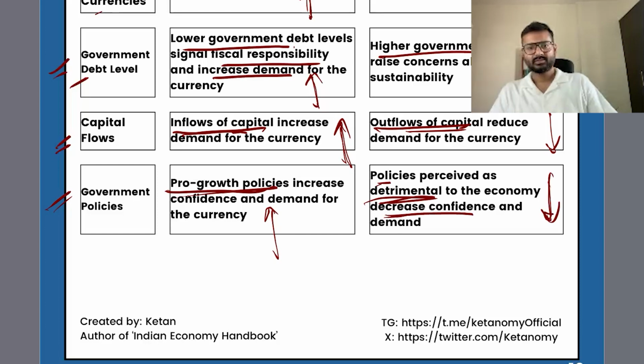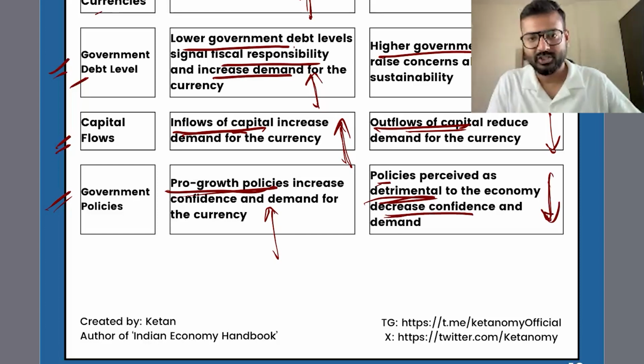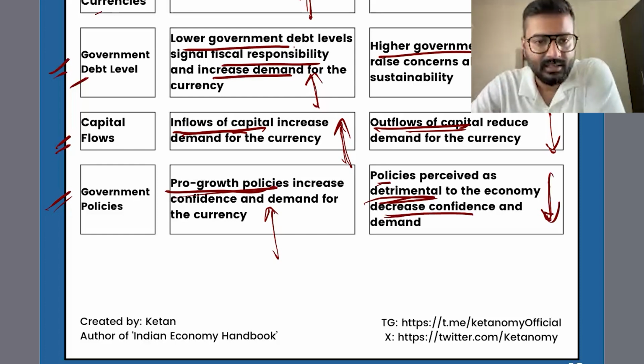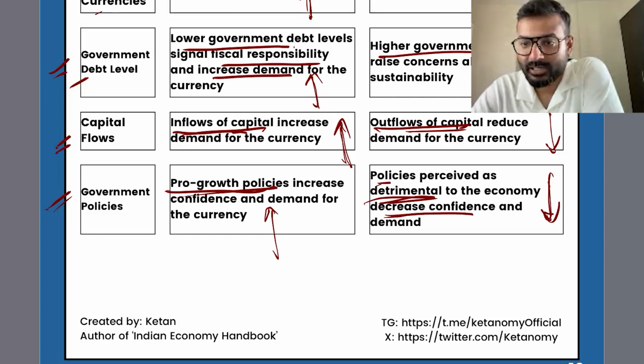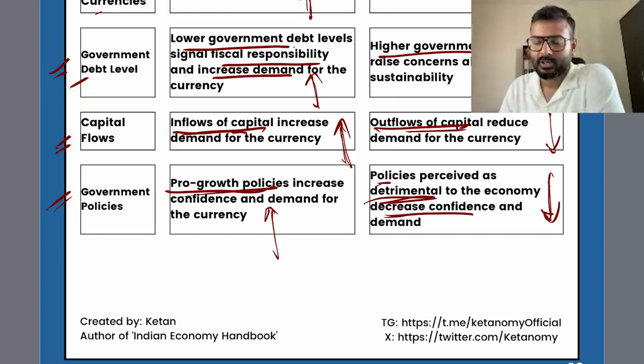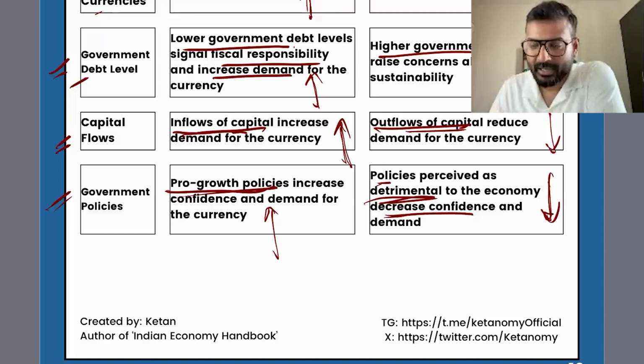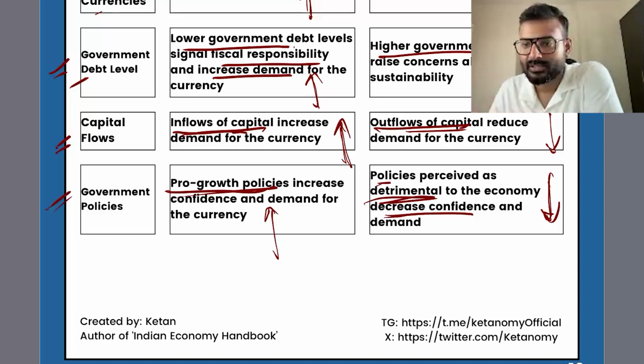Okay. So these were the cheat sheets. These were the various cheat sheets of monetary policy, fiscal policy, and exchange rate. I hope this led to an increase in conceptual clarity with respect to these topics, and you will be better able to handle all the questions that will come in your prelims examination.